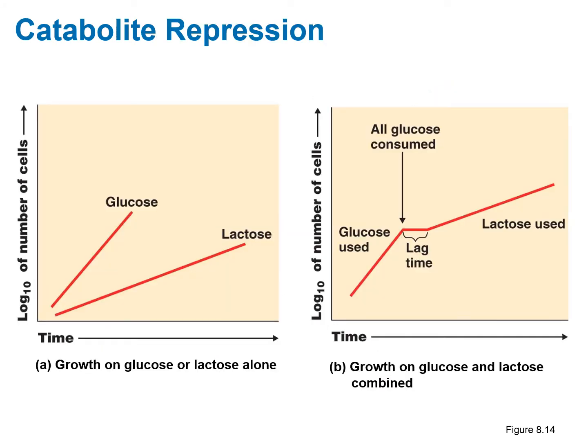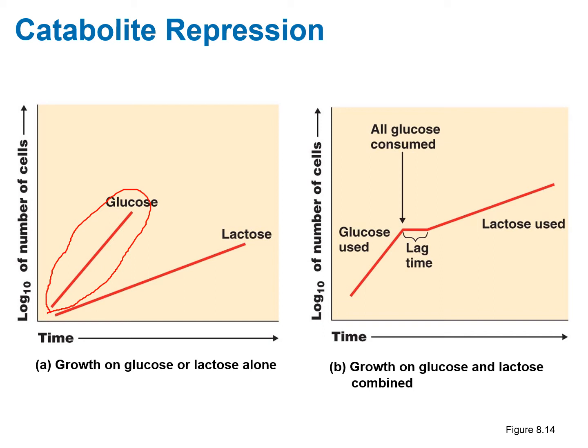Now let's look at catabolite repression because it's somewhat related. Let's say you take an E. coli cell and you put it in media that has glucose. If you track the growth of the cells over time in glucose medium only, you get a growth curve that looks like this.